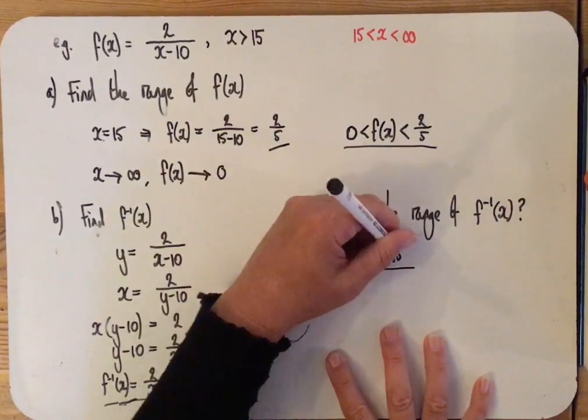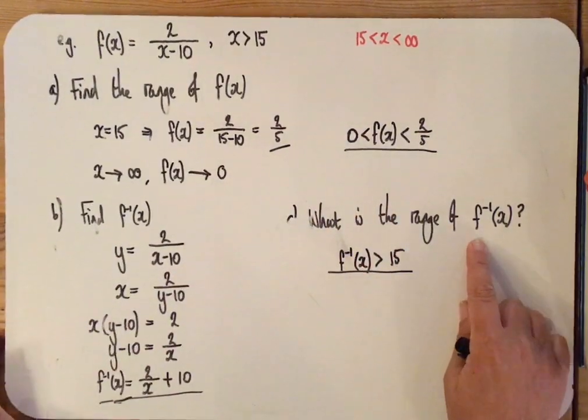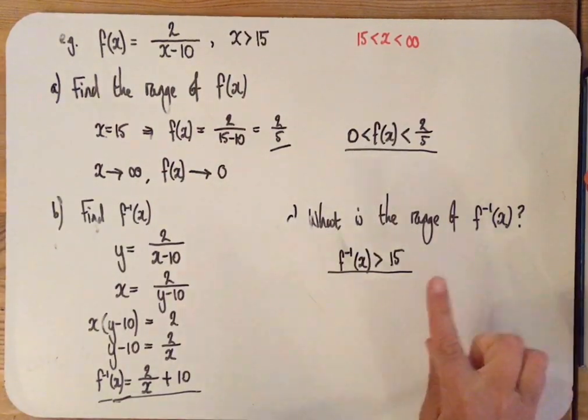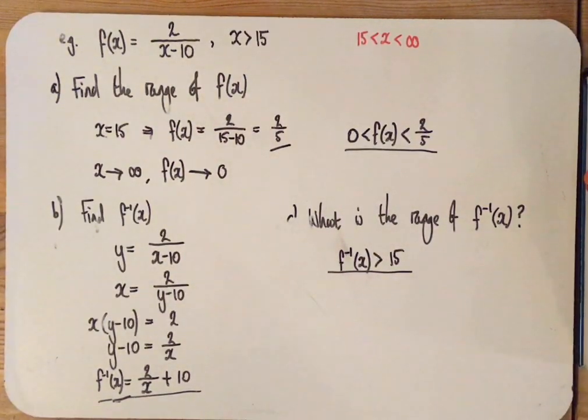So just keep an eye out for that. Quite often if they ask for the range of the inverse, they want you to look at the domain of the function. If they want the domain of the inverse, they want you to look at the range of the function. So you're using that knowledge.